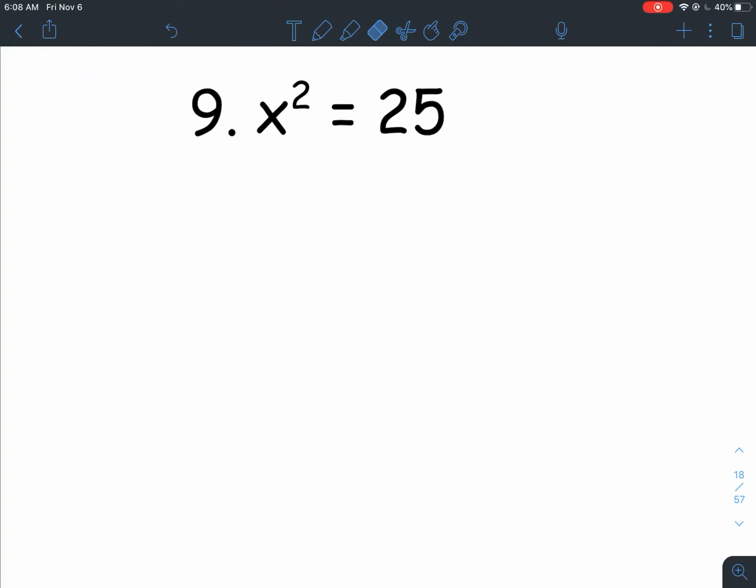let's kind of talk about inverse operations, right? This is an x squared, and we need to get rid of the square. We need to get x by itself. So the inverse of squaring something is square rooting it. So we're going to take the square root of both of these.